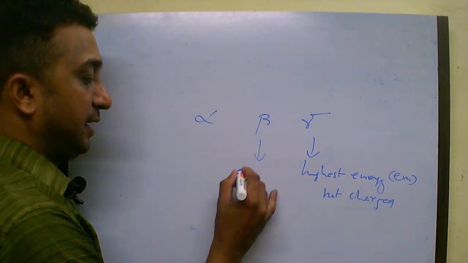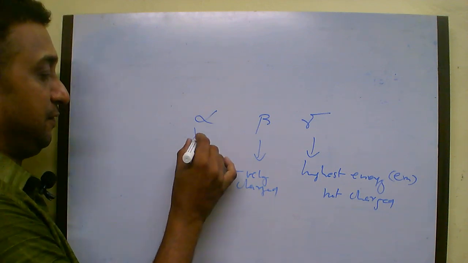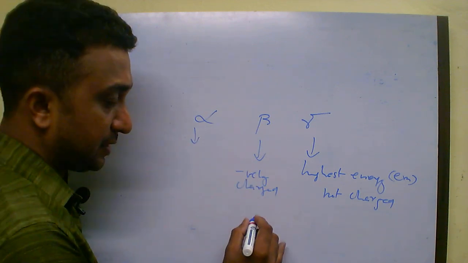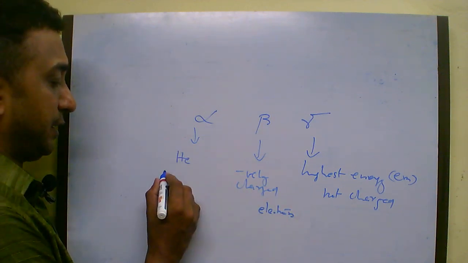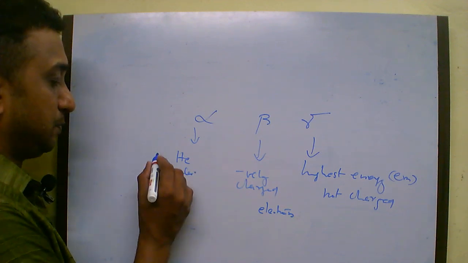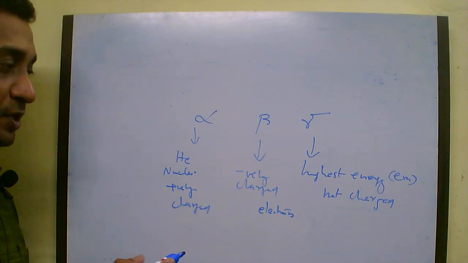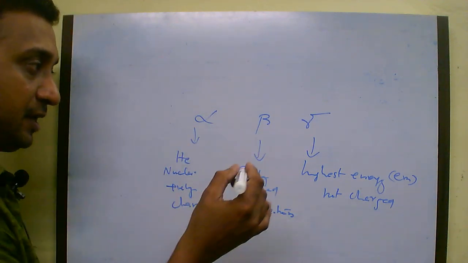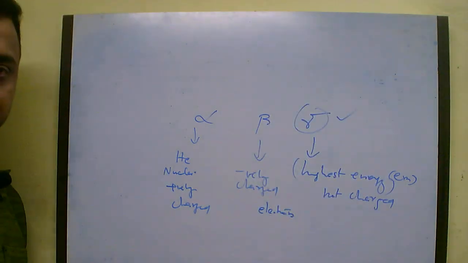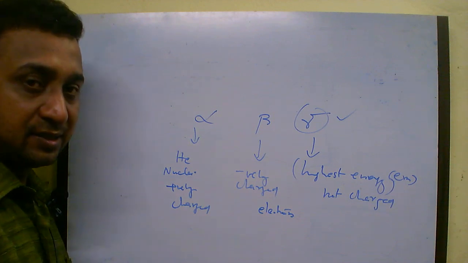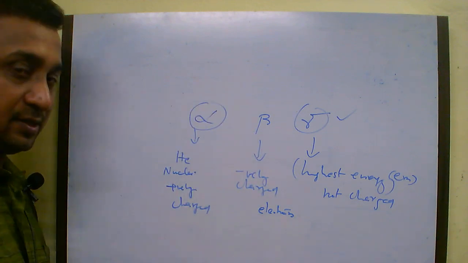And beta is negatively charged, similar to an electron, and alpha is similar to helium nuclei, and it is positively charged. So who is having the highest penetrating power? Gamma, because it is having the highest energy. Now who is having the highest ionization? The one which has greater mass ionizes more, so the alpha is having the highest ionization power.